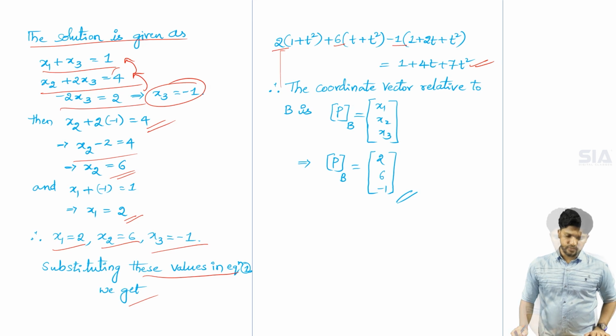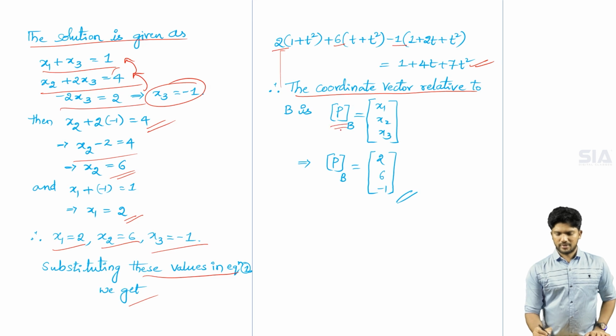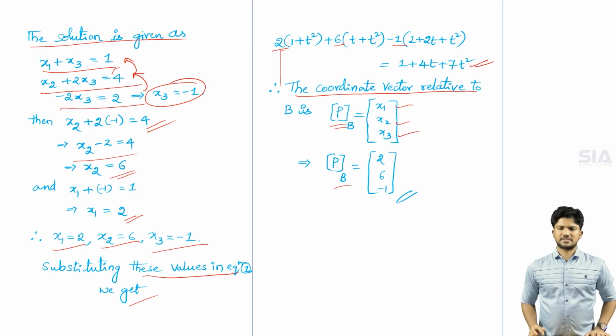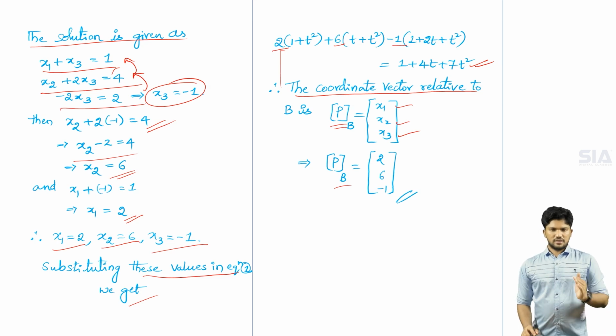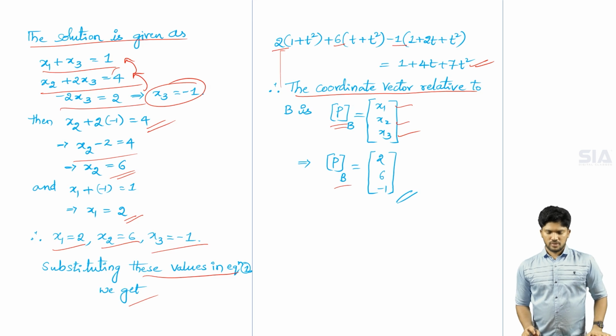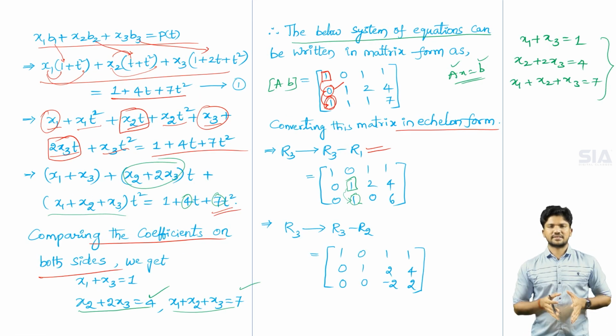Therefore, the coordinate vector relative to the basis capital B, that is P over capital B, is equal to x1, x2, x3. So P over capital B is equal to 2, 6, minus 1. Those are the values of x1, x2, x3, the coordinate values of the given polynomial. Whenever you get polynomials instead of column matrices, you have to do it in this format.